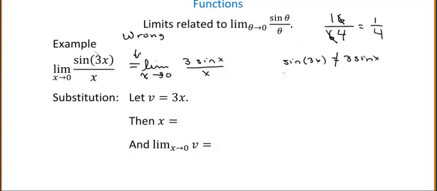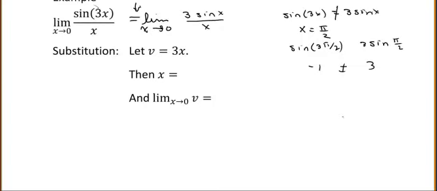So let x be pi over 2. This would be the sine of 3 pi over 2, which is -1, and this would be 3 times the sine of pi over 2, which would be 3 times 1. They're not the same. All right, what is the sound thinking way of doing this?